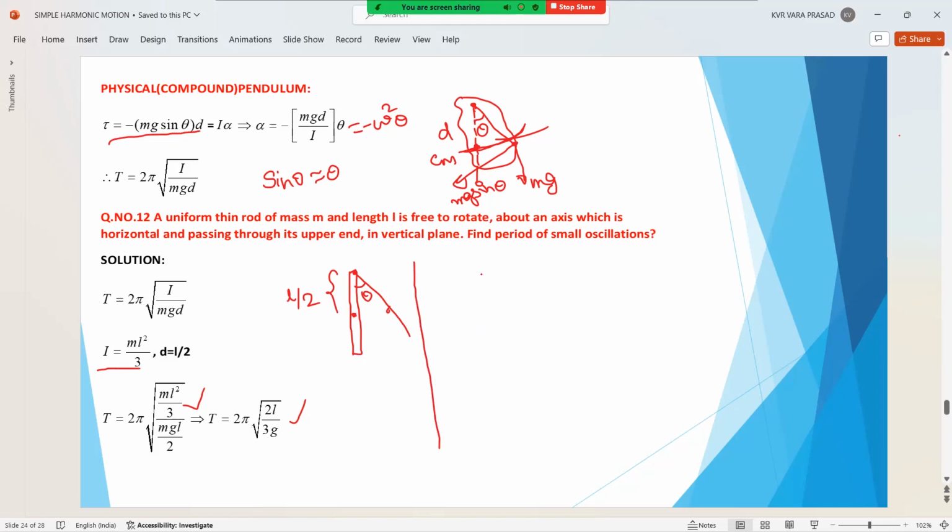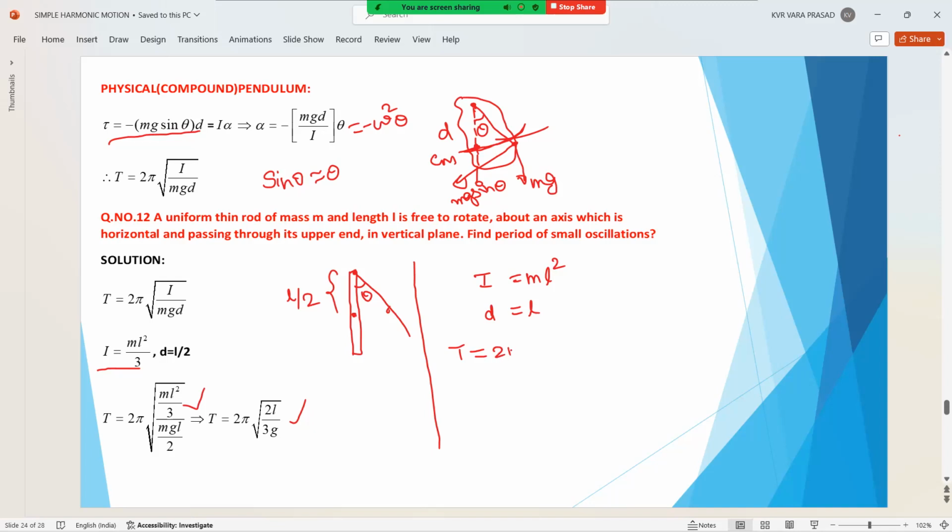In case of a simple pendulum, we have taken the string is massless. Therefore, I equal to ml square, simply having a point mass, and d equal to L. Now substitute these values.